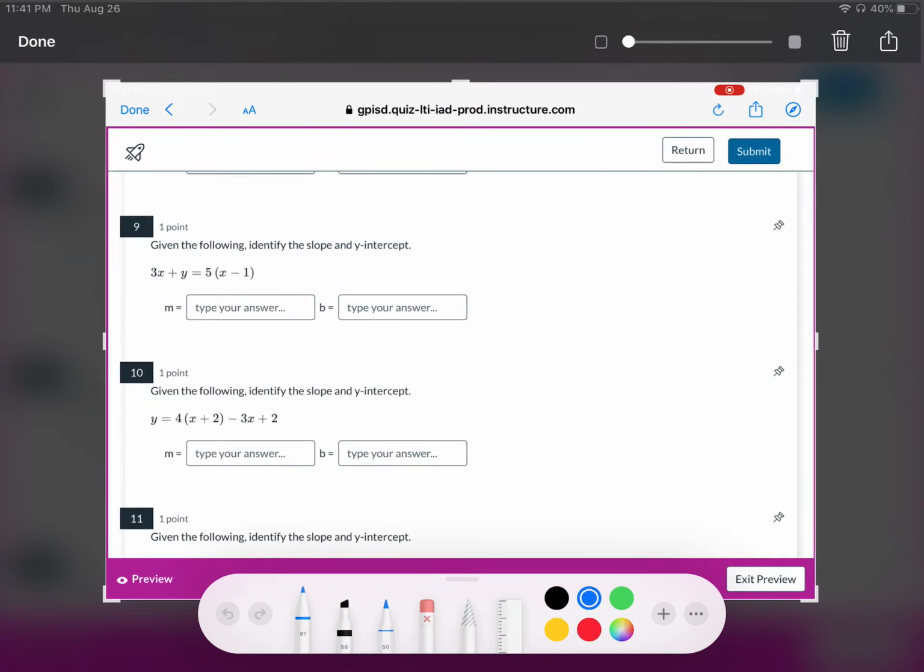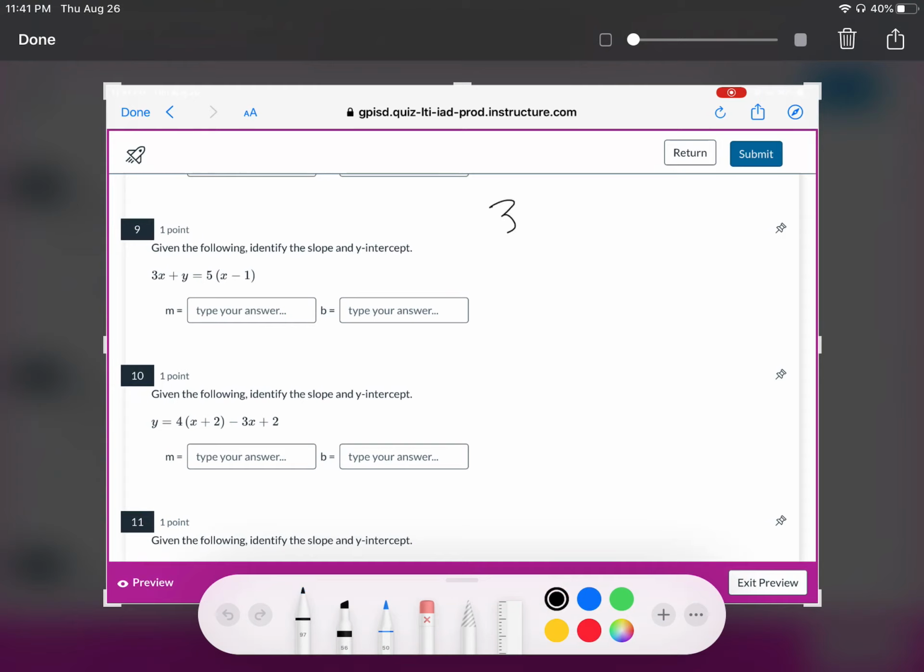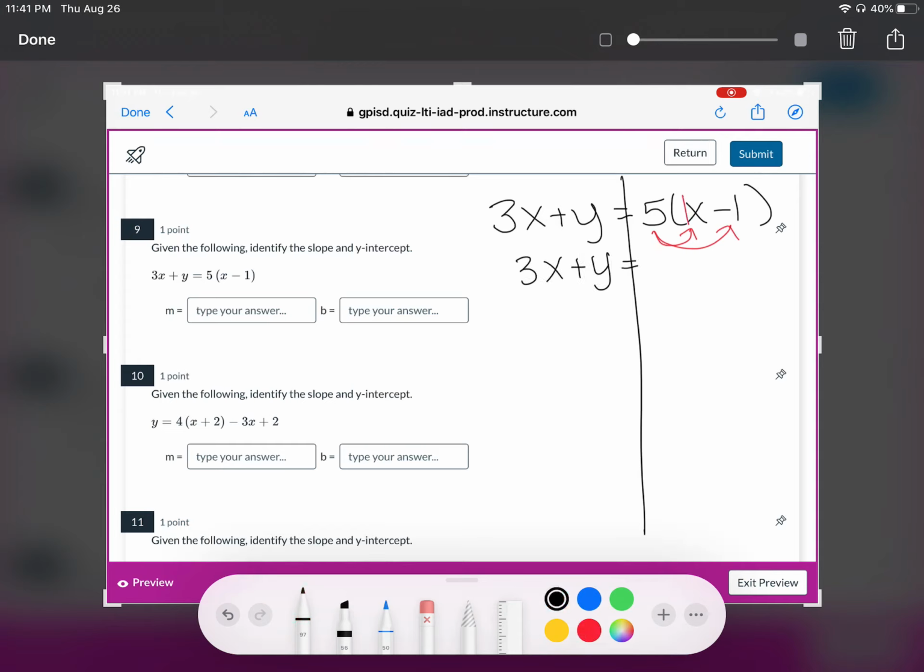Number 9, you have 3x plus y equals 5(x minus 1). Step 1 is distribute. We're going to multiply the number outside of the parentheses times everything inside. All of this comes down because we did not distribute. 5 times 1x is 5x. 5 times negative 1 is negative 5. Can we combine anything on the left-hand side? No. Can we combine anything on the right-hand side? No.